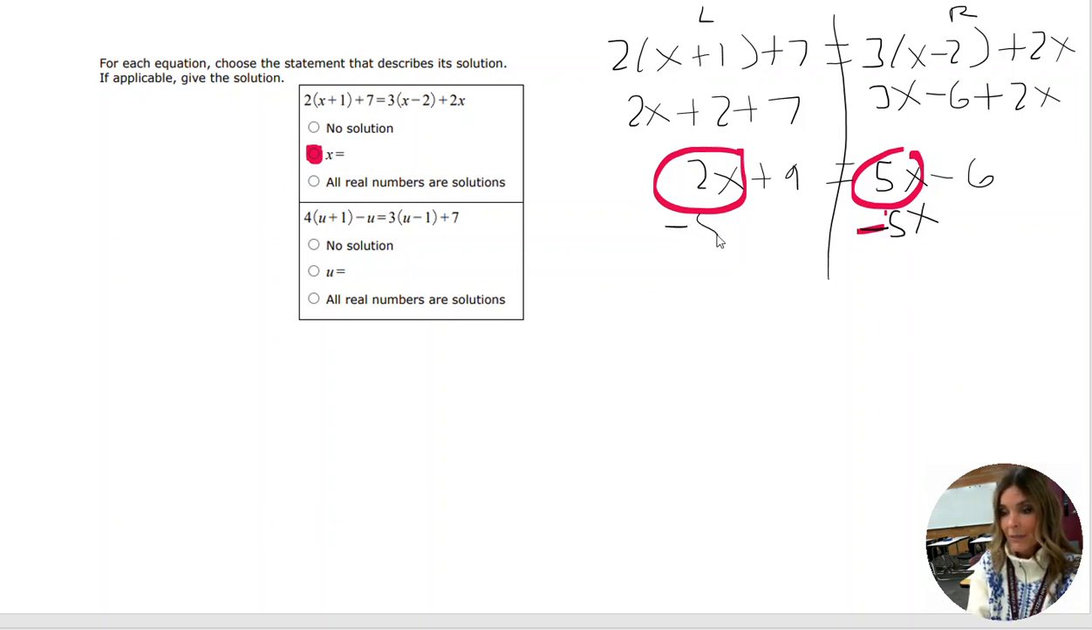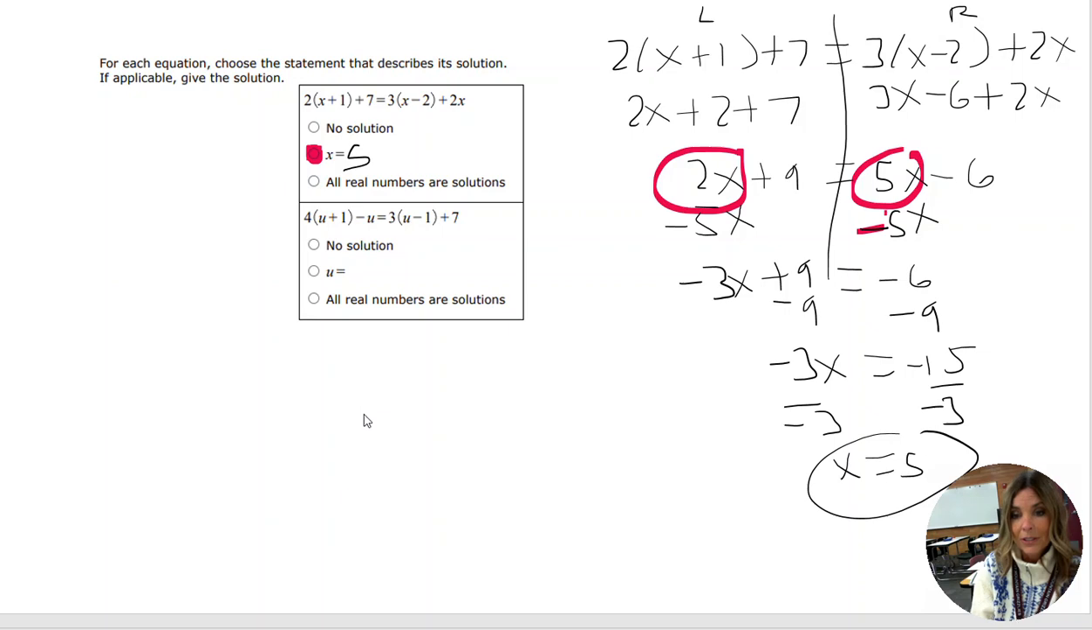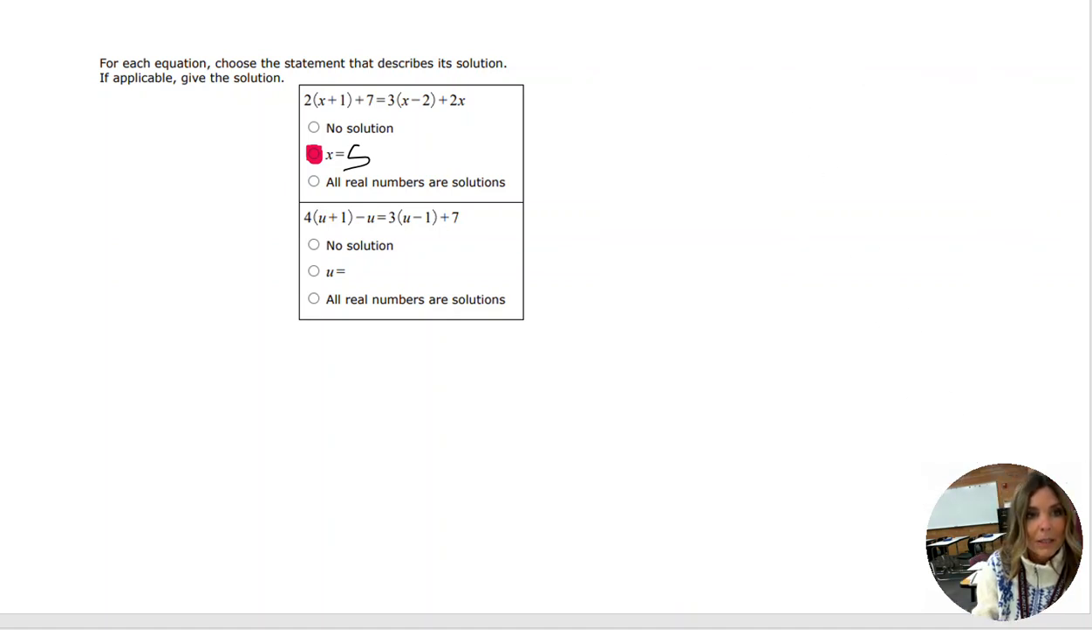So we're going to collect our variable terms on the left. So negative 3x plus 9 equals negative 6. Then we're going to collect our number terms on the right. So negative 3x equals negative 15. Divide by negative 3, so x equals 5. That is our solution. Okay, one more example, and then I think you guys will be ready to do some practice problems on your own.